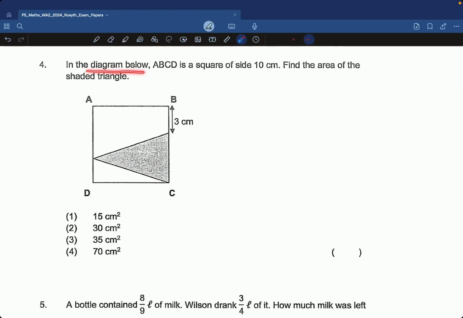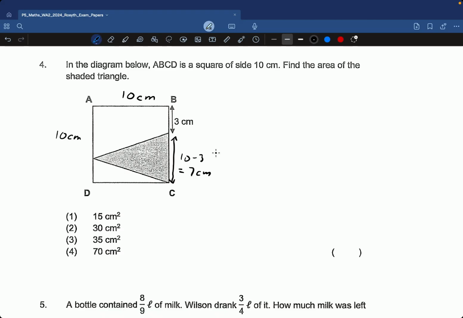In the diagram below, ABCD is a square of side 10 cm. Find the area of the shaded triangle. Alright, so we know that each side is 10 cm and 10 cm, right? This is the triangle, the shaded part. First we need to know where's the base. What's the base? It's basically 10 minus 3, because we have this whole length minus 3 to get this, and this is basically 7 centimeters.